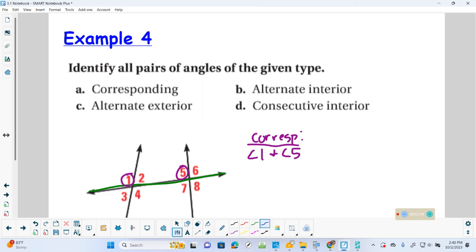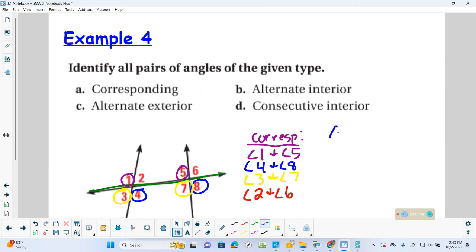Similar locations. What about 4? What corresponds to 4? 8. Okay, what about, I might regret using yellow. 3 corresponds to what? 7. I know sometimes the yellow is hard to see. And clearly, what's the last pair corresponding? 2 and 6. So there's always the most amount of corresponding angles, just for the record.